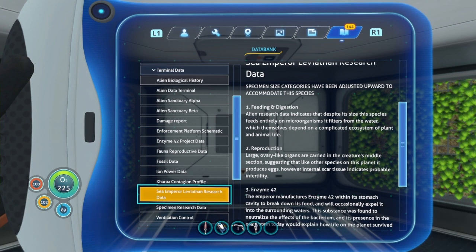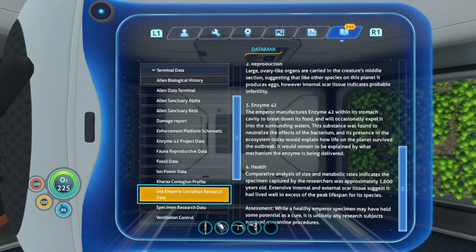infertility. That sucks, I think. No, it does suck, because survival of the fittest and stuff.